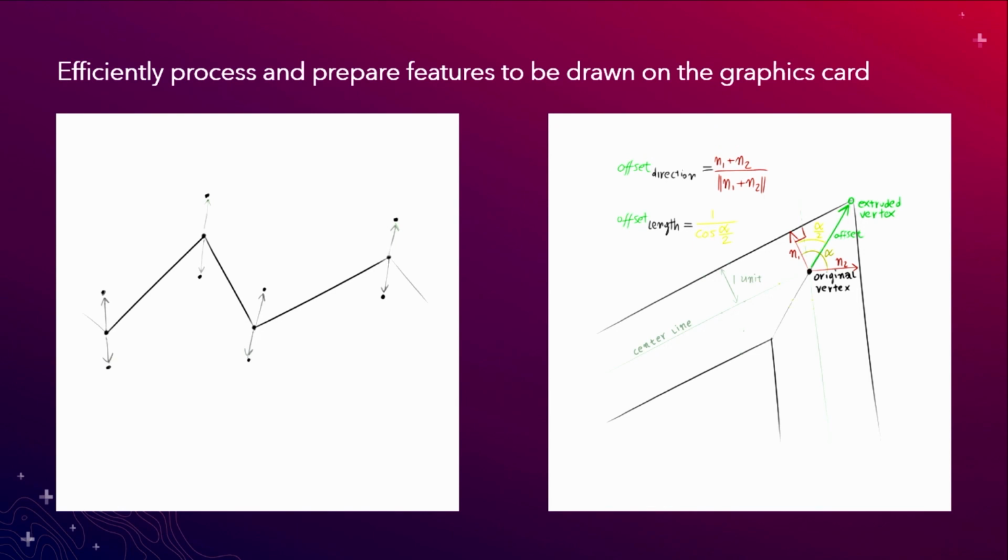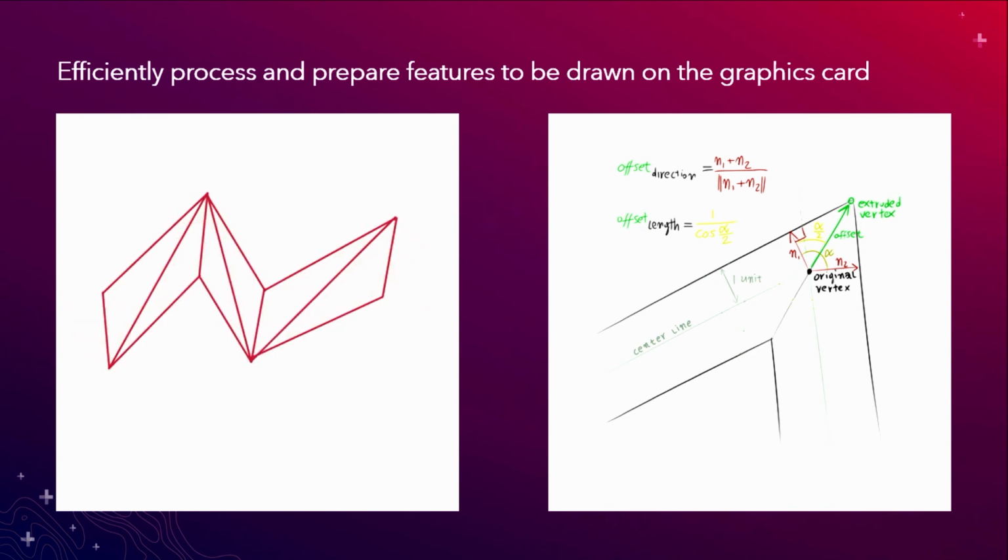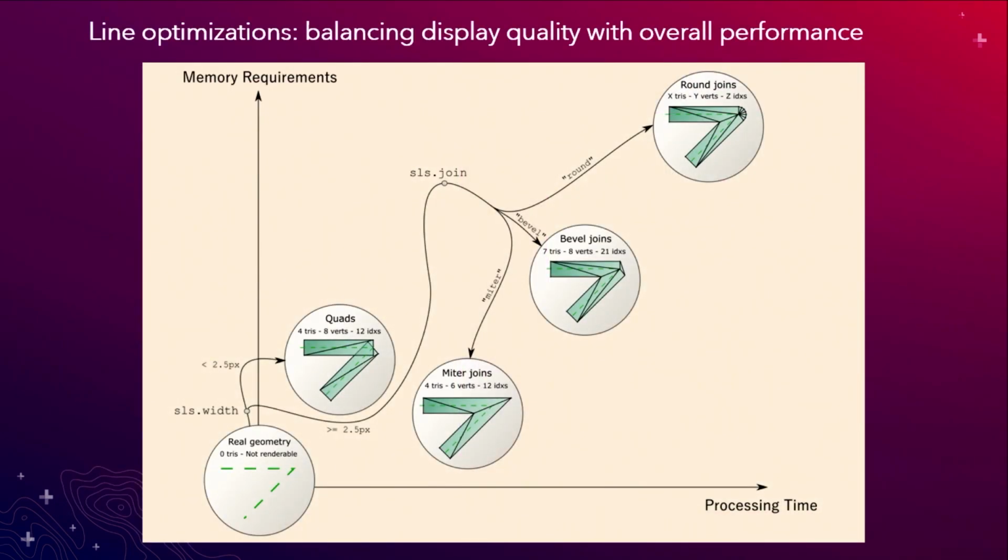Once it's there, we process it, triangulate, and prepare for the features to be drawn on the graphics card. We do a lot of work on line optimizations. We want to balance the display quality with overall performance. So if I look at this graph here, the memory requirement is the y-axis and the processing time is the x-axis. And this is the actual geometry that I need to render.